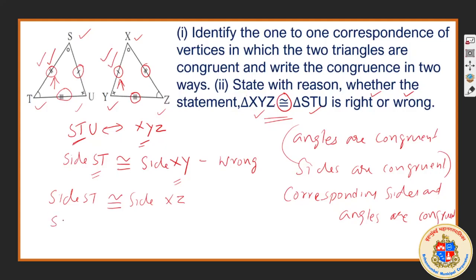Then side TU is congruent to side YZ, no problem. Then which side is left? Side SU is congruent to side XY, the one with only one mark. So these sides are congruent. So 3 sides are congruent. Okay, 3 sides are congruent, and the order of writing created the problem. That's what I was trying to tell you.